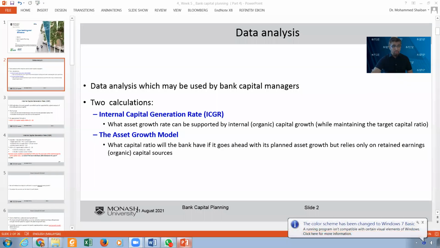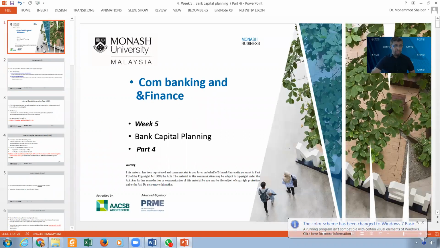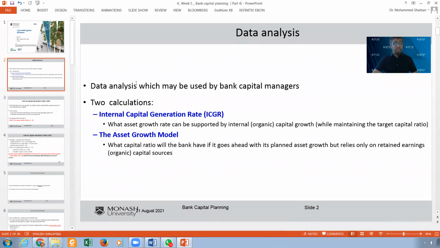Now, this is part 4, and we are talking about data analysis which may be used by bank managers. We have 2 calculations, based on the target capital and on the dividend payments. We have something called the internal capital generation rate, usually called ICGR, and this one is very passive. As I explained before, whatever capital is increased from the return earning, you increase the assets accordingly by the same percentage, and you just continue, because by this you keep your target capital stable during all these planning periods.